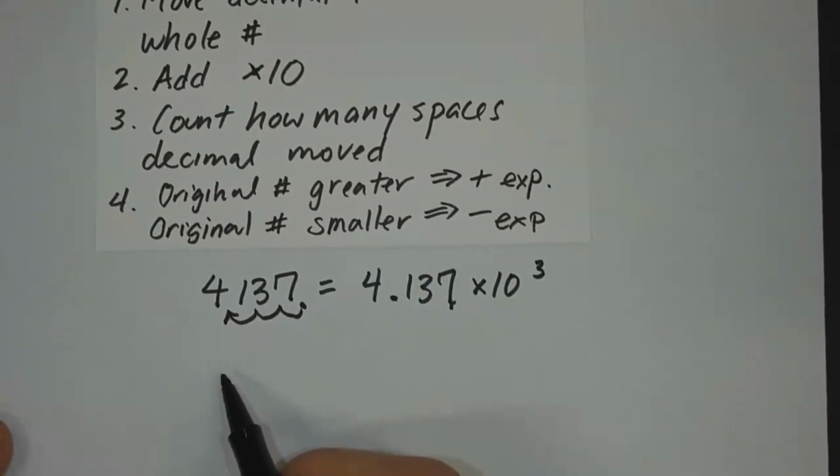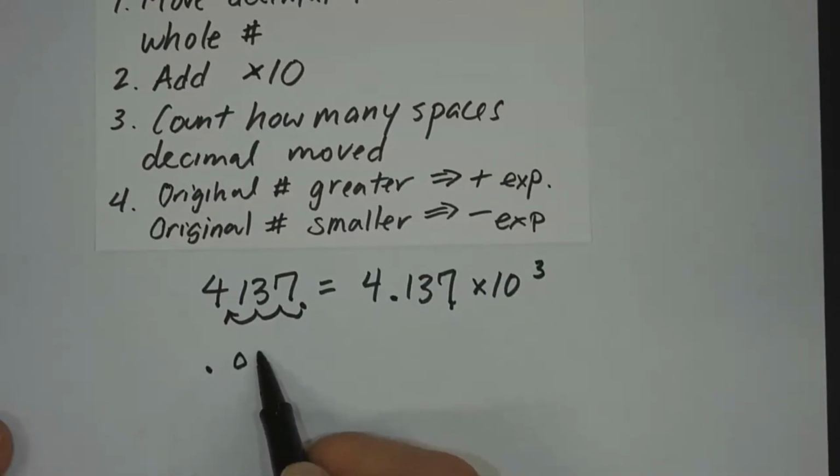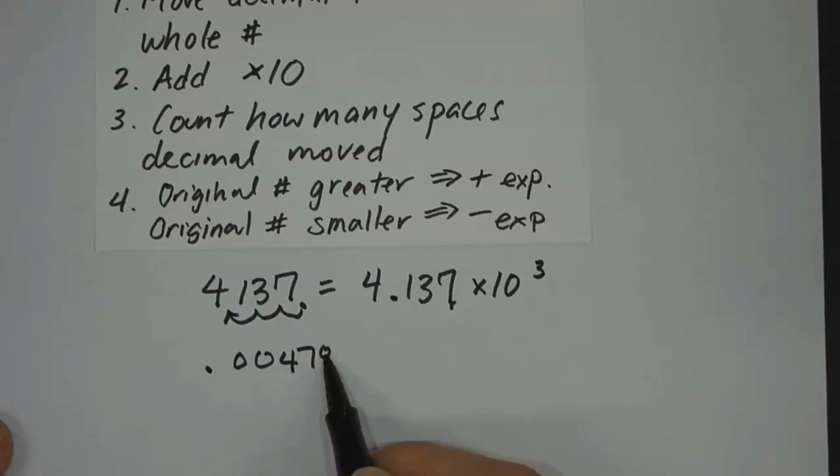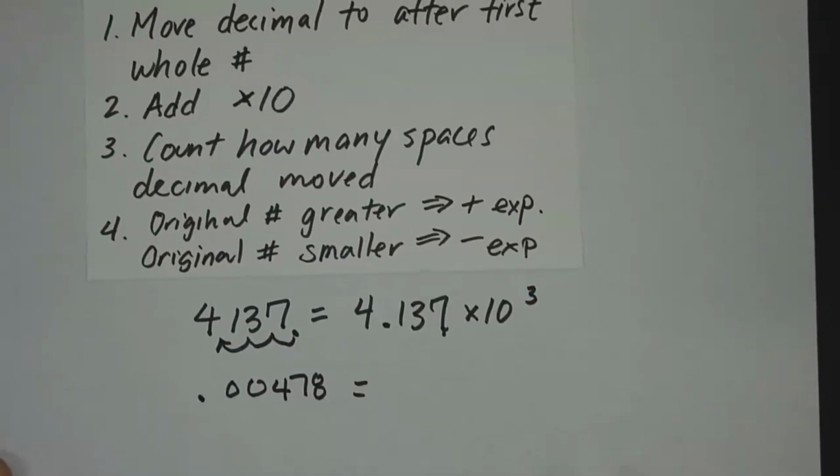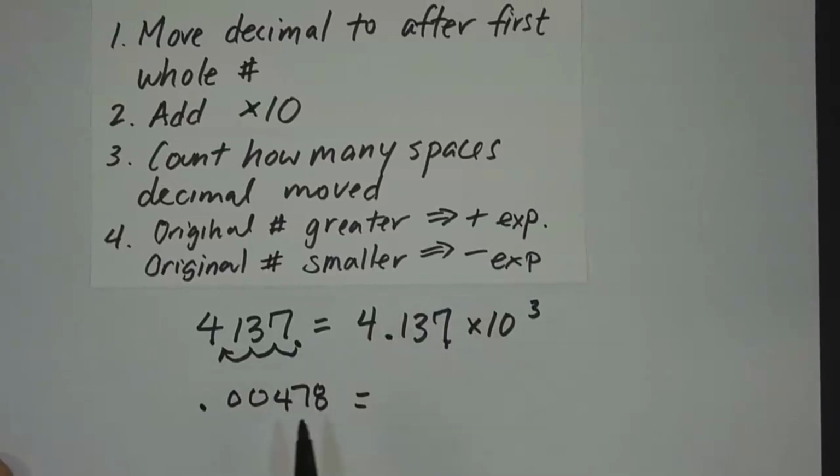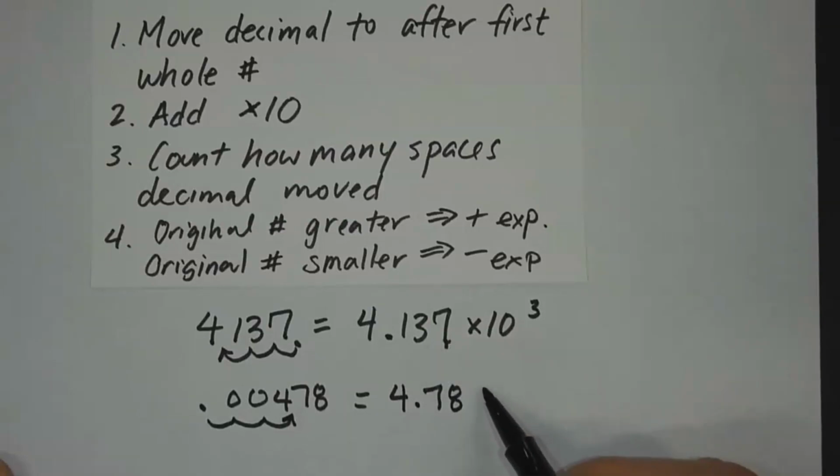Let's take a look at another number, 0.00478. Okay, so once again, we're going to move the decimal to after the first whole number. So that's going to go 1, 2, 3. So now our new number is 4.78. And then we're going to add the times 10. Okay, and then how many places did we move? 1, 2, 3. So this is going to be 3. But the original number, do you see how it's smaller? It's a very small number. So this is going to be a negative. The original number was small, so it's going to be a negative exponent.